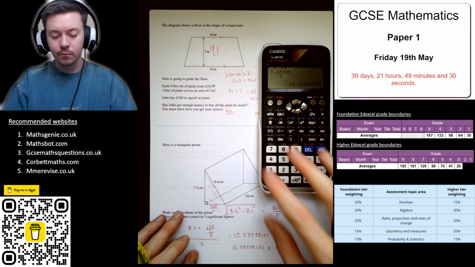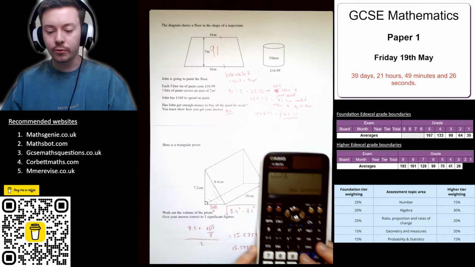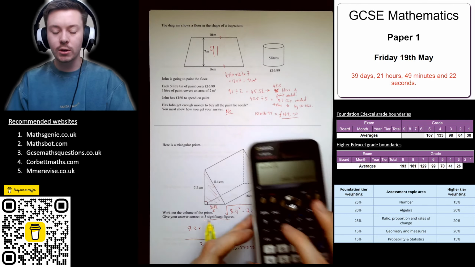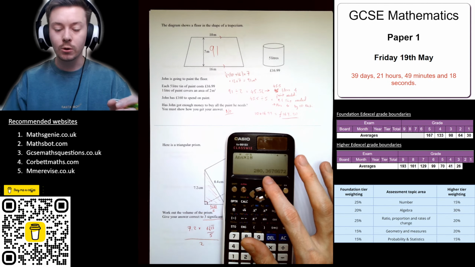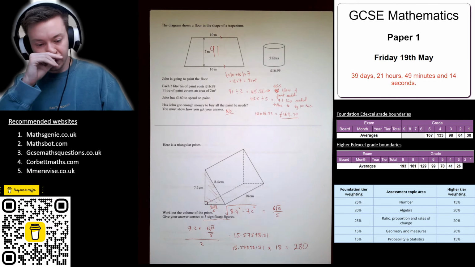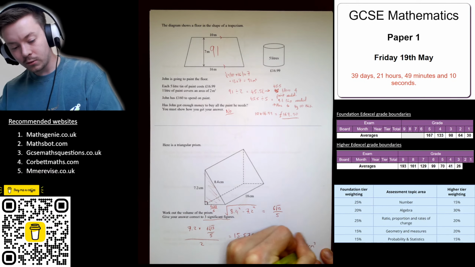So this answer times by 18, 280.367. I've got to round it to 3 significant figures, so 3 significant figures, 1, 2, 3. Look after the 0, it's a 3, so that's going to stay as it is, 280. That is units centimetres cubed.